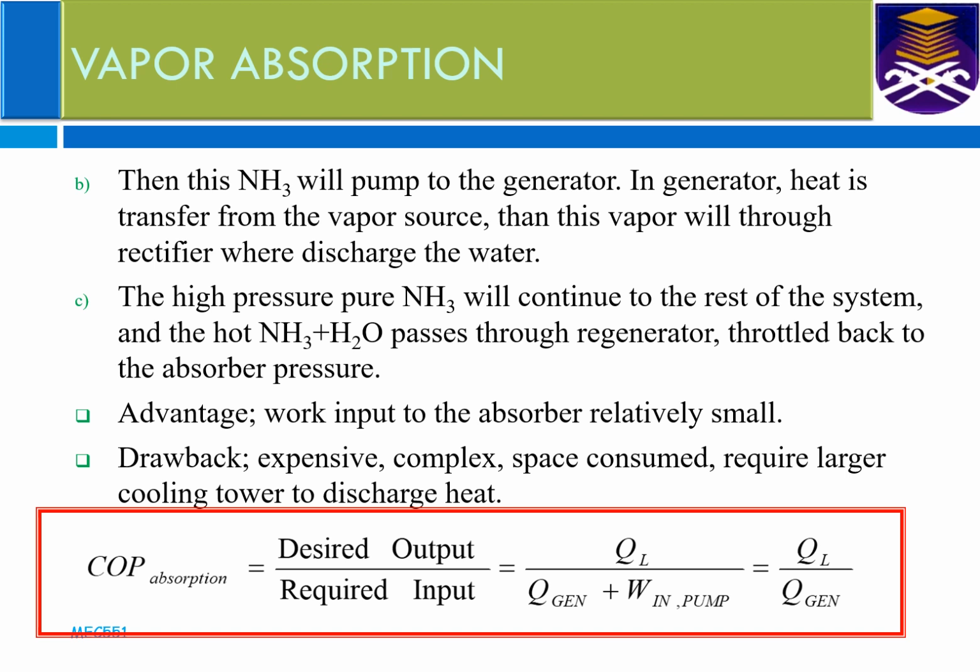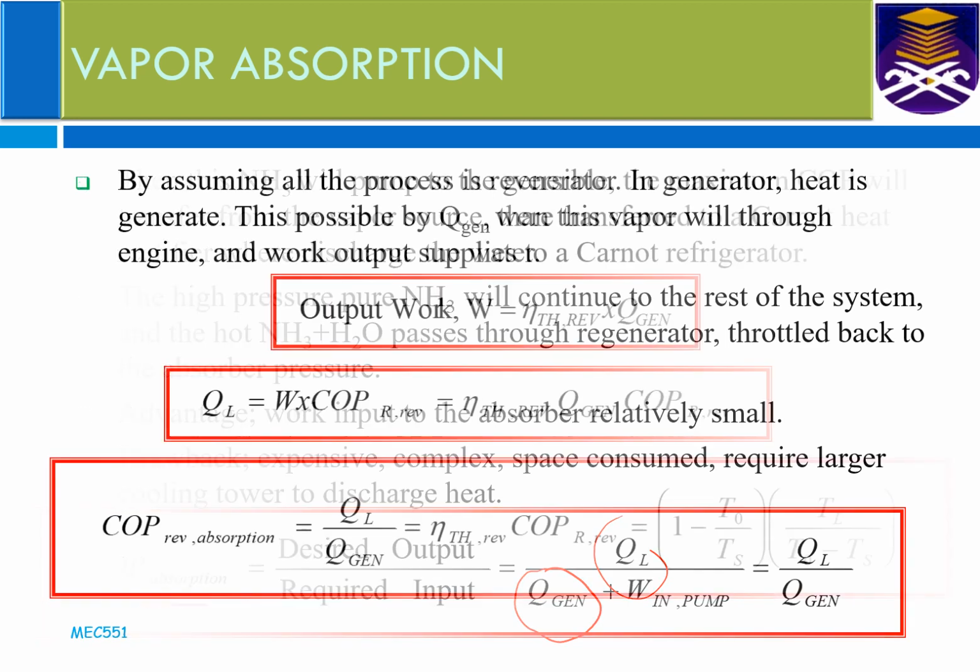The coefficient of performance is evaluated by the COP absorption, which is the desired output divided by the required input, where normally the desired output is the cooling effect, and the required input is the heat generated and the power input to the compressor.